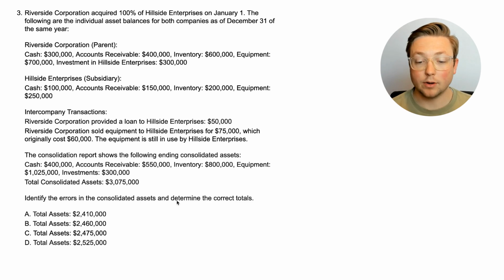So what are the errors and what are the correct totals after we look at this consolidated amount and these intercompany transactions? Go ahead, pause the video, look through all the different numbers here, think about the intercompany transactions, and do the calculation to see where things went wrong so you can know what the correct total should have been for the consolidated assets. And when you're done with that, we'll look at the answer together.